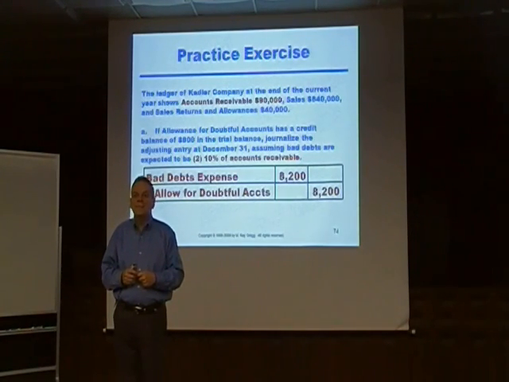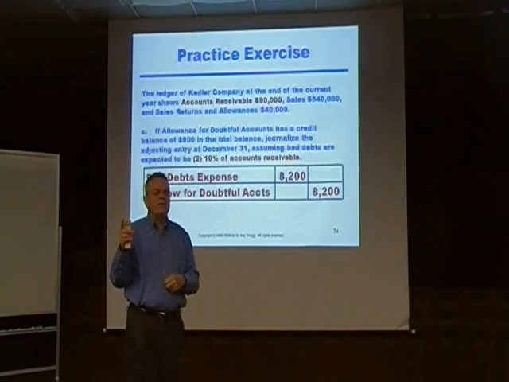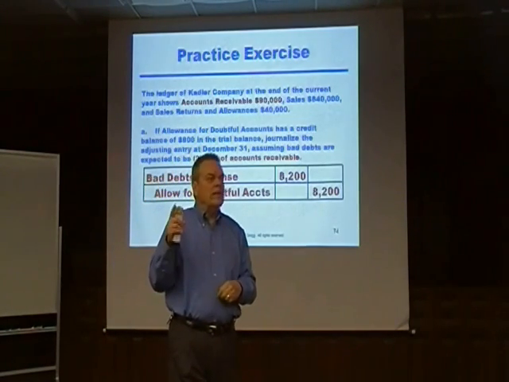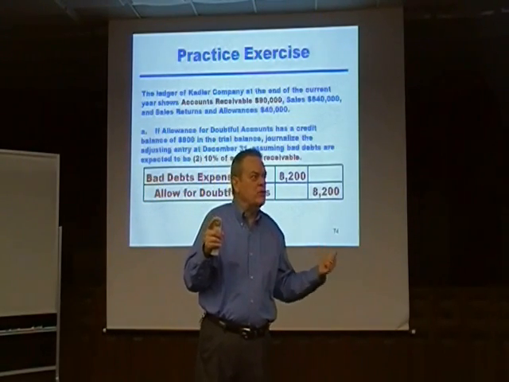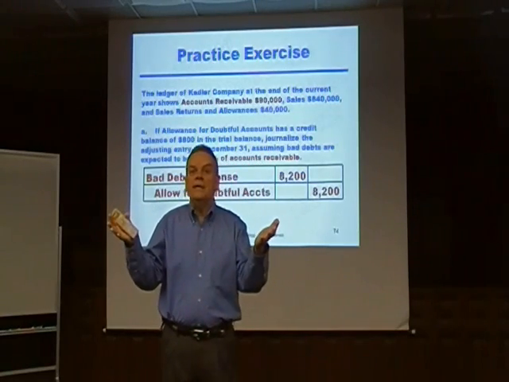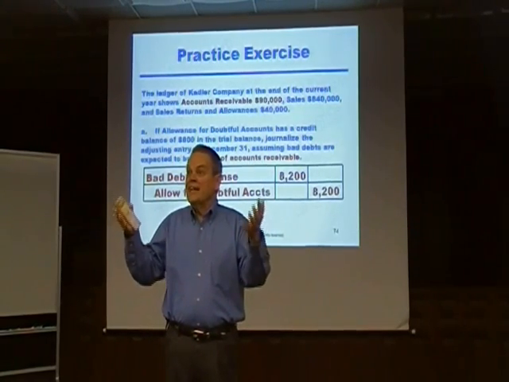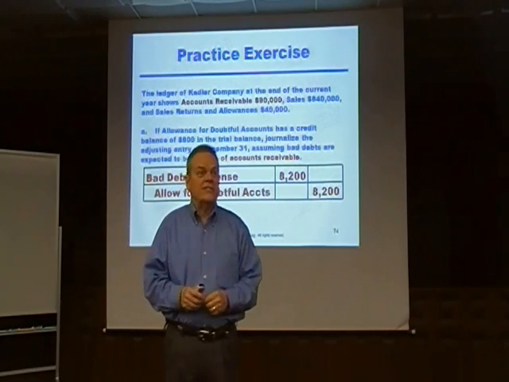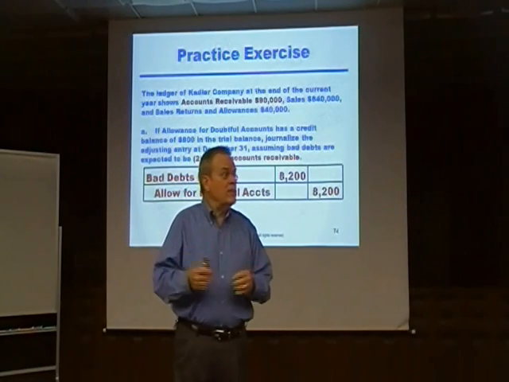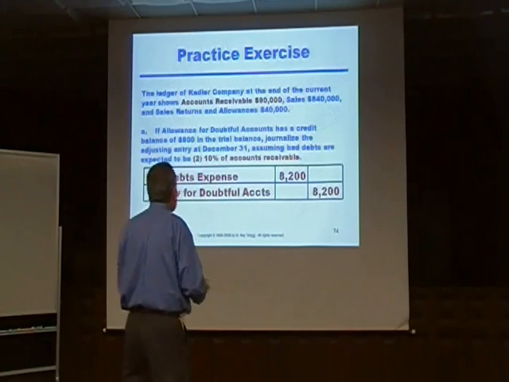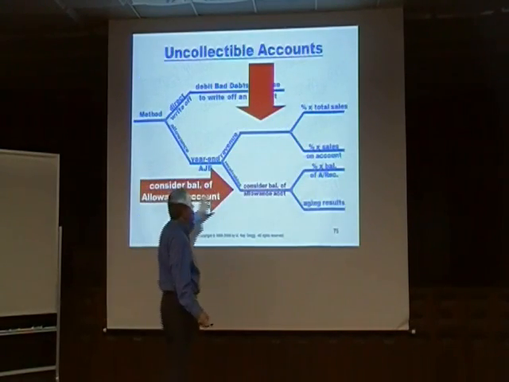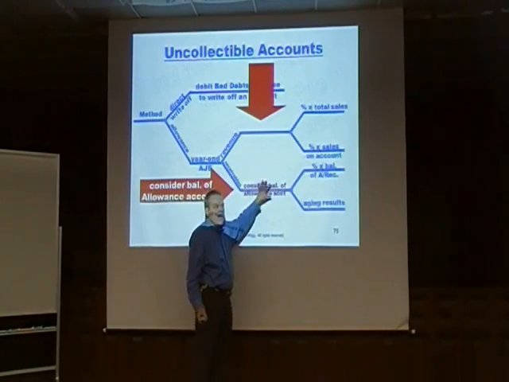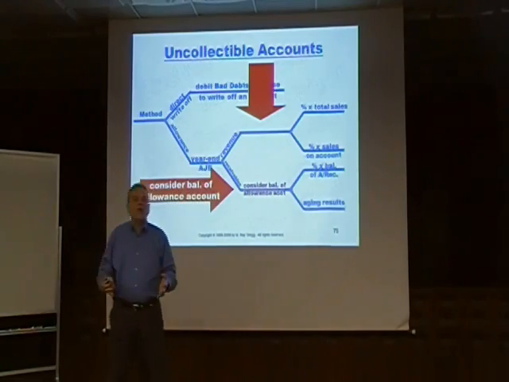If the balance of the allowance account was 800 and we just credited it for 8,200, its balance will be 9,000. And that's what we want it to be. 10% of receivables was $9,000. We got it to be what it should. You make the entry and consider the balance of the allowance account. You have to take into account what's already there.